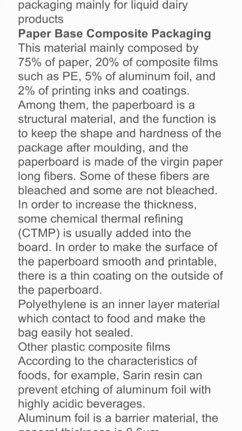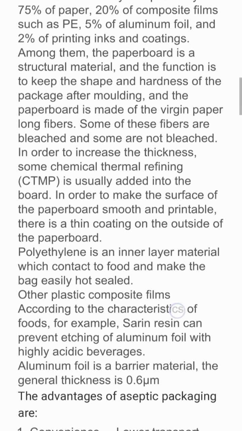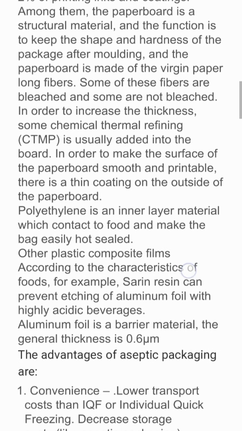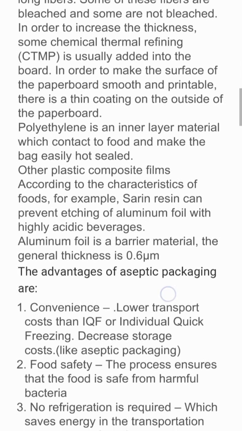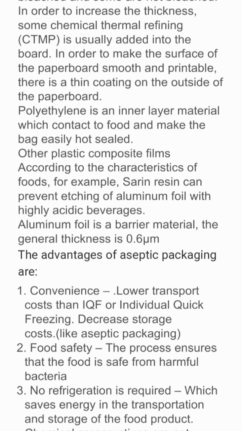Paper-based composite packaging. This material is mainly composed of 75% paper, 20% composite films such as PA, 5% aluminum foil, and 2% printing inks and coatings. Among them, the paperboard is a structural material, and its function is to keep the shape and hardness of the package after molding. The paperboard is made of virgin paper long fibers. Some of these fibers are bleached and some are not bleached. In order to increase the thickness, chemical thermo-mechanical pulp, CTMP, is usually added into the board.